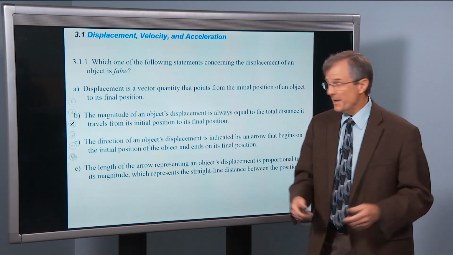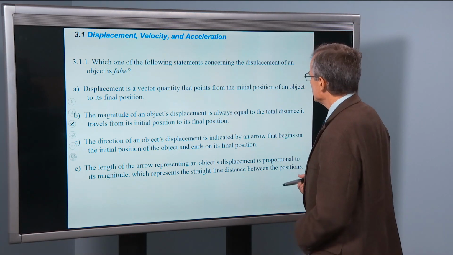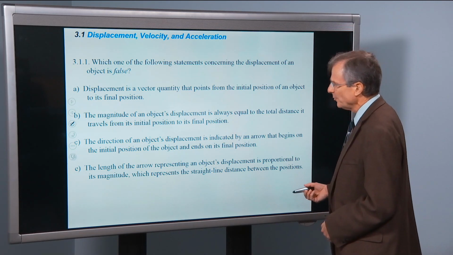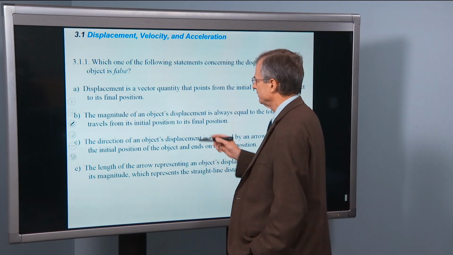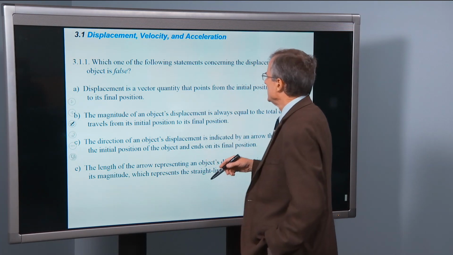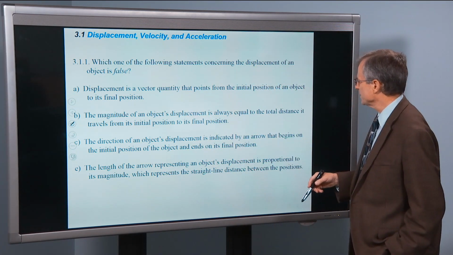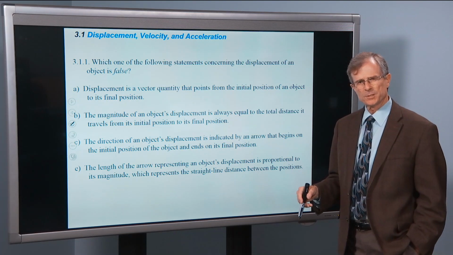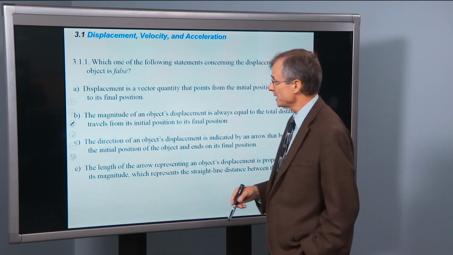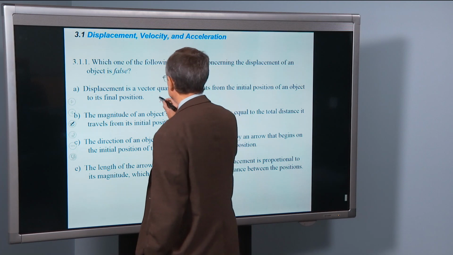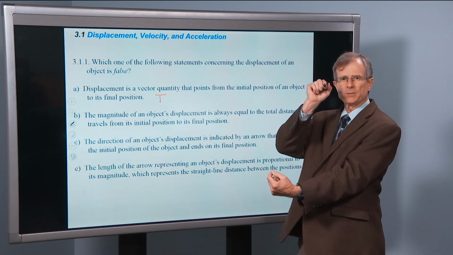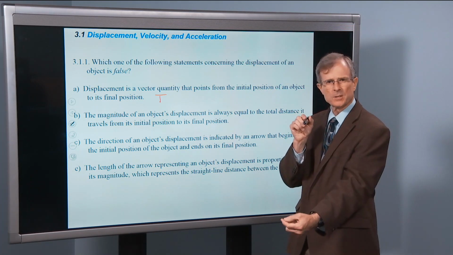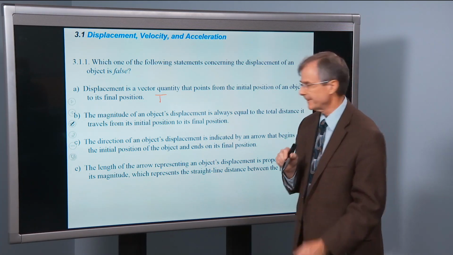Okay, now we're back. Which of the following statements concerning the displacement of an object is false? Well, let's look at them. The displacement is a vector quantity. That's certainly true. That points from the initial position of an object to its final position. True or false? Well, that's actually true. Remember, the displacement vector doesn't start at the origin. That's a position vector.